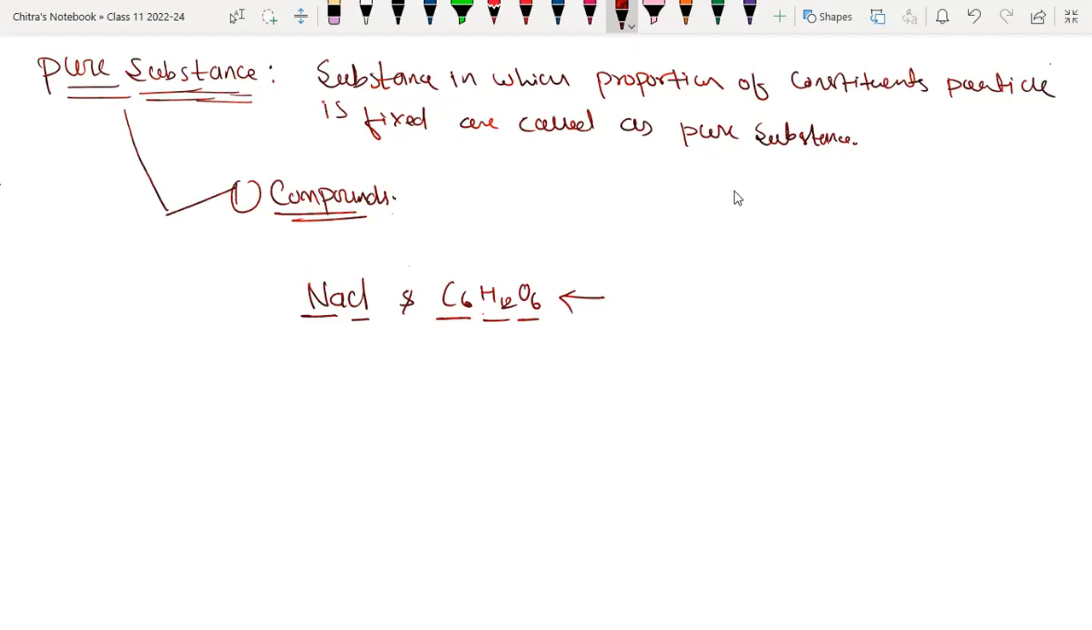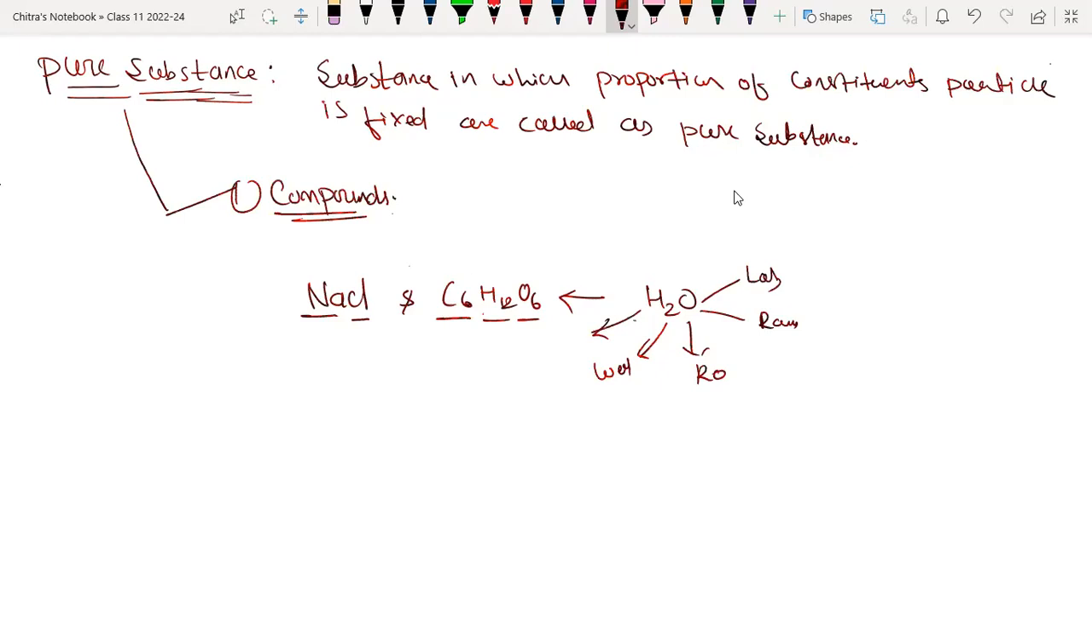Suppose we are taking the example of water. Water from various sources, like water formed in a laboratory, rainwater, water from the reverse osmosis process, water from a well or tube well, water from a river or any source, you will always find the proportion of hydrogen and oxygen is fixed. That's why it is called a pure compound. Understood everyone?